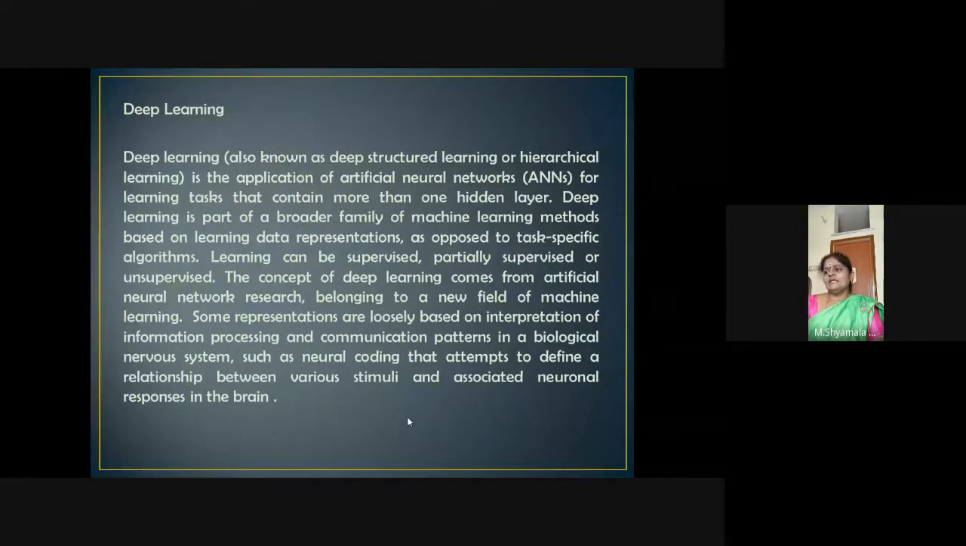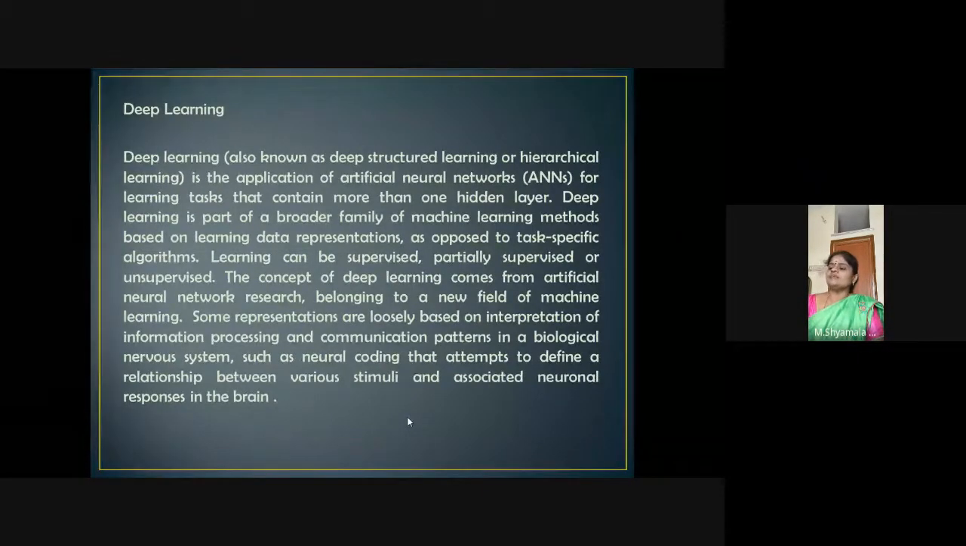So deep learning is also known as deep structured learning or hierarchical learning. It is an application of artificial neural network for learning tasks that contain more than one hidden layer. As I told earlier, the hidden layer may be one or more than one. This is based on the structure of the artificial neural network, which is designed by the researcher. Deep learning is a part of a broader family of machine learning methods based on learning data representations as opposed to task-specific algorithms. Learning can be supervised, partially supervised, or unsupervised.